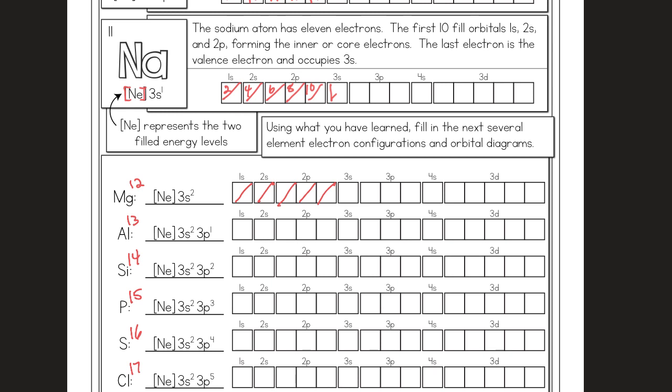And now I'm on the 3s orbital, so one's down, one's up. So to fill this in, this is going to be 1s2, 2s2, 2p6, 3s2. Or I can abbreviate it in this way and just say neon plus 3s2. I'm going to let you go ahead and do the rest of these, and I'm going to move on to the next part.